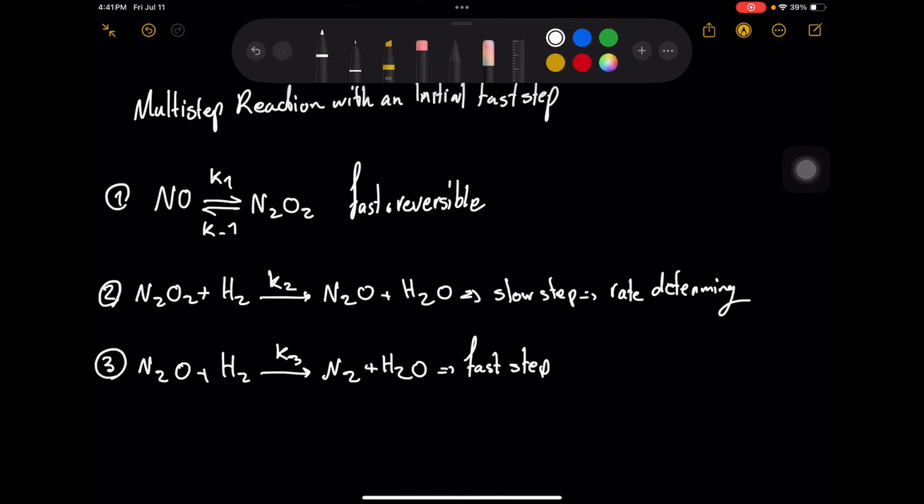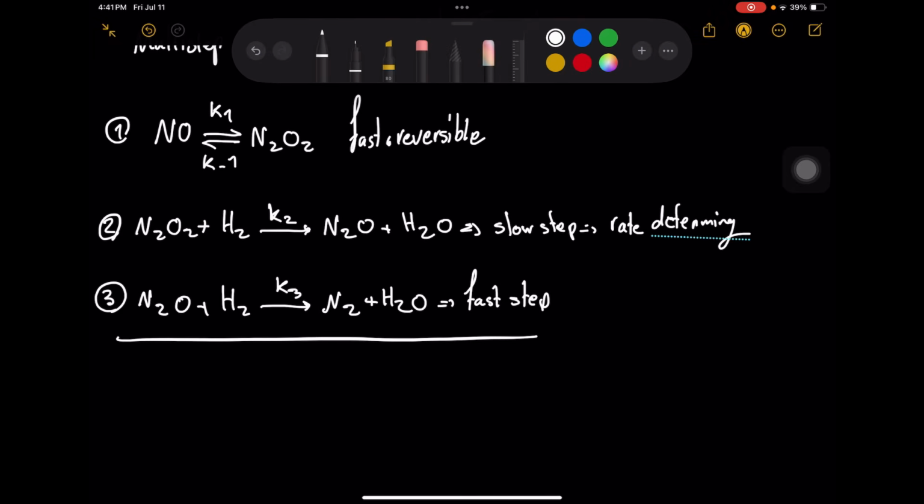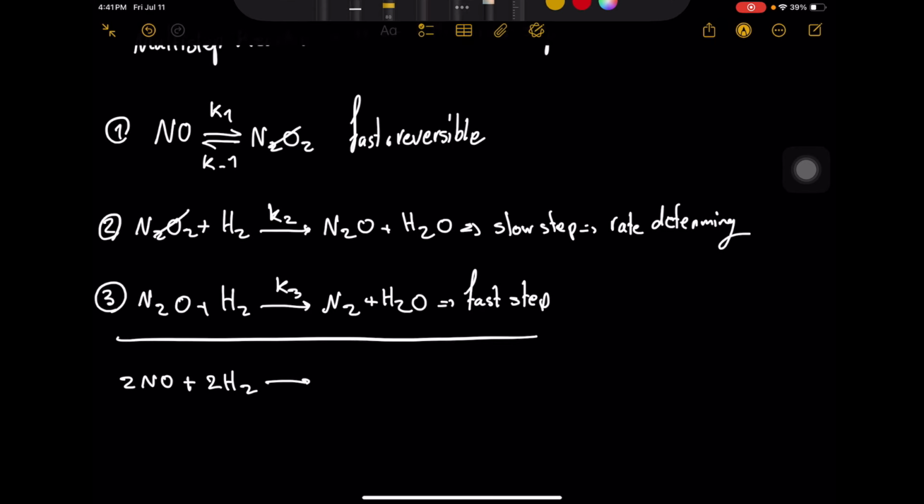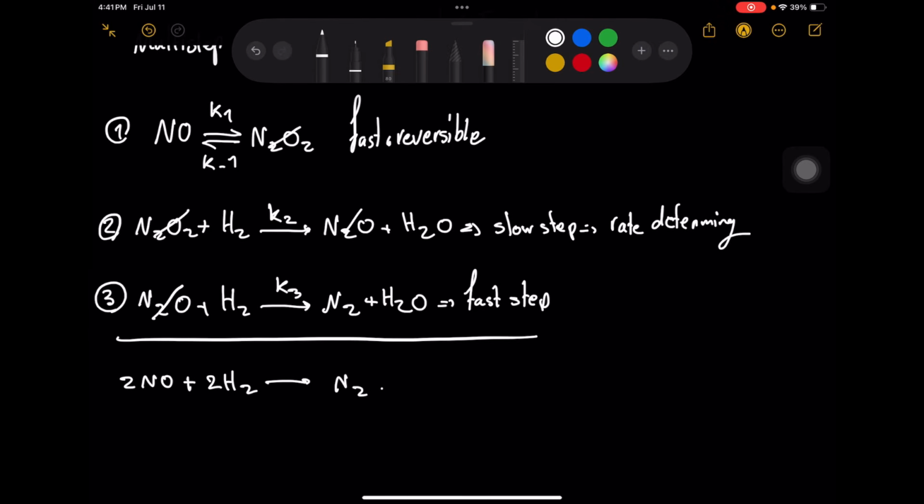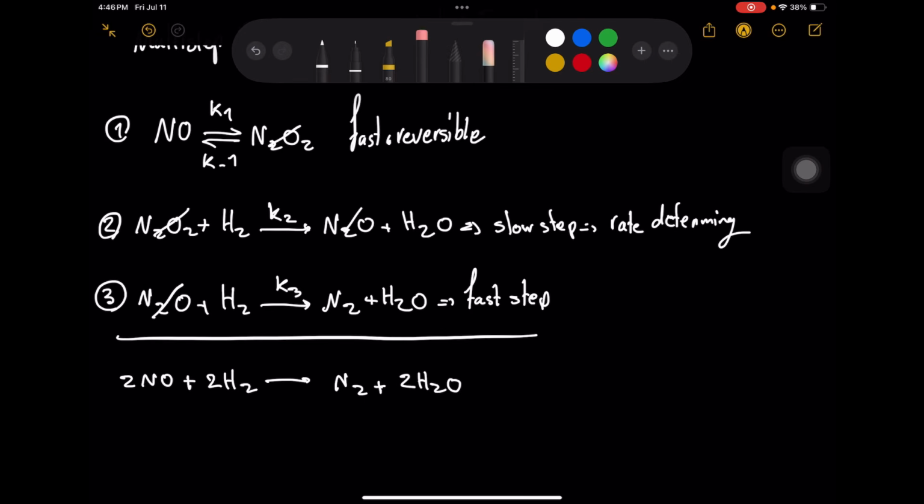And now the overall reaction of this would be, since we cannot see N2O2 here, 2NO plus 2H2 produces N2 plus 2H2O. So now, how can we determine the rate law?